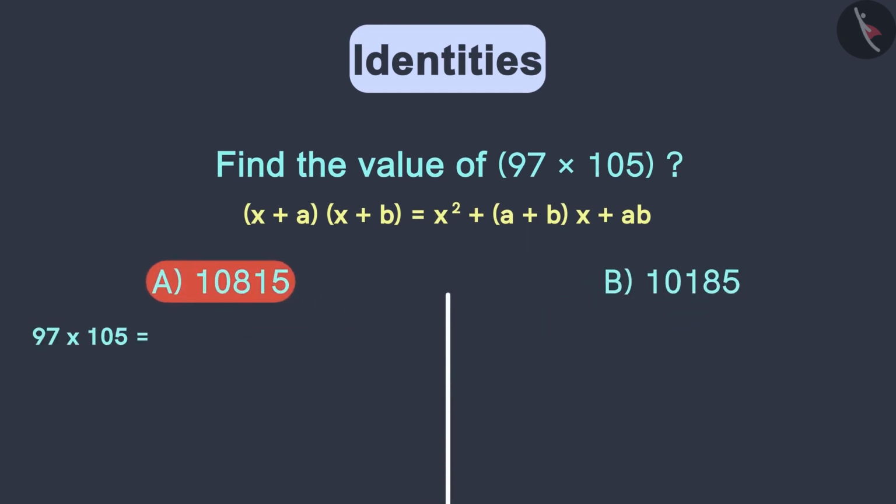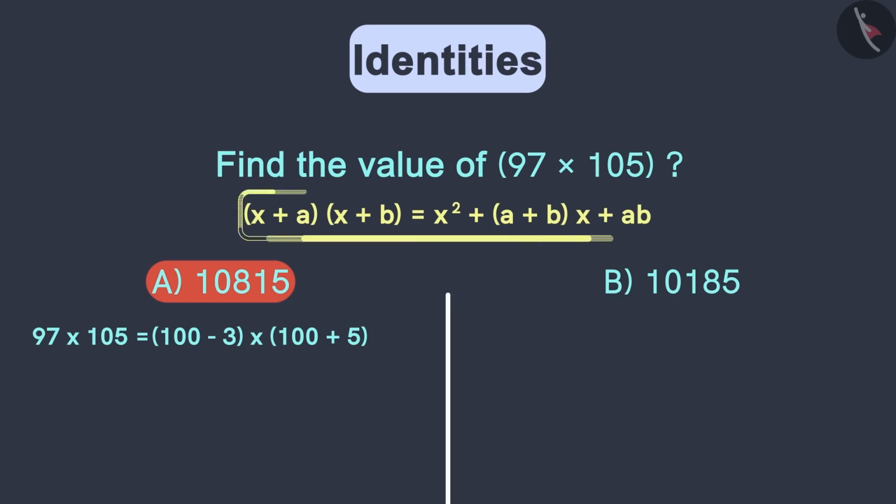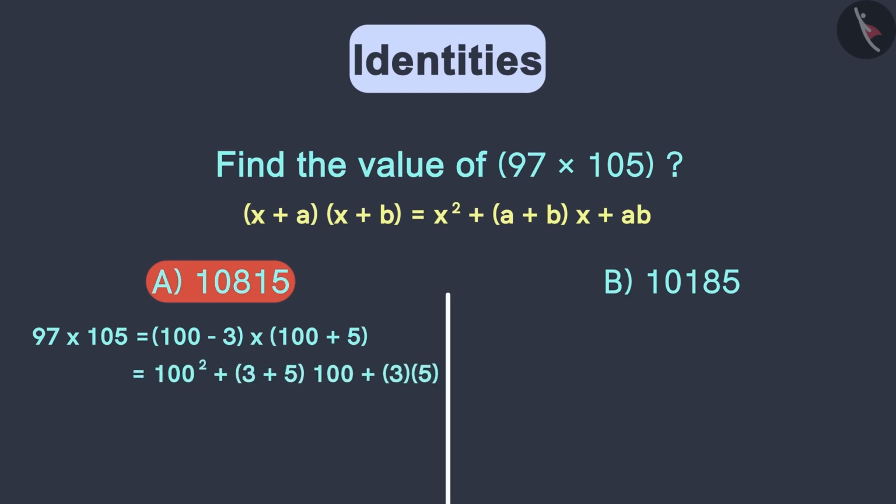First, we will split the given numbers into simple numbers like this. Now this appears to be in this form. We can find the value of this by using this identity. But we tend to make mistakes while applying this identity. Substituting the values in this identity, some of us get this. After further simplification, we end up getting this as the answer. But this is not correct.